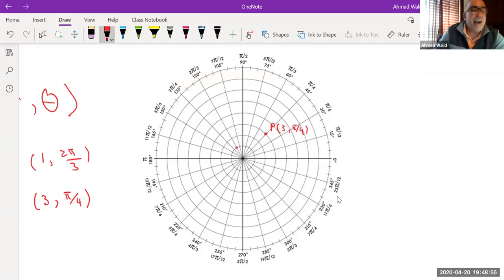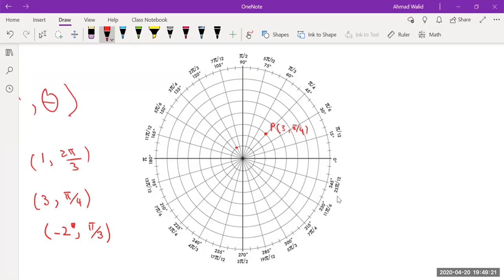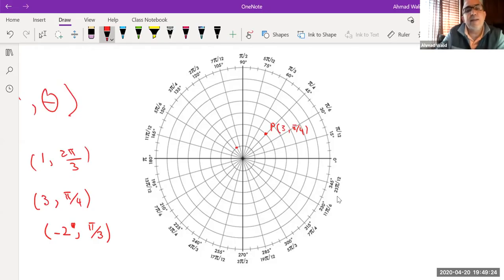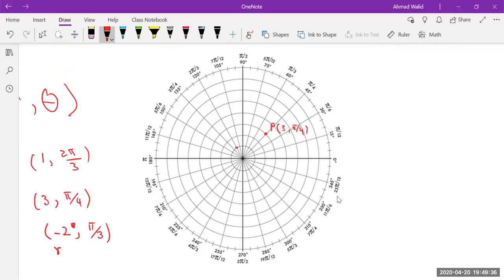If I ask you to find -2 and π/3. Now, where is (-2, π/3)? First, you have to find your π/3. Where is π/3? At 60 degrees. This is your π/3. How much is the value of R? Your R is -2. Actually, you can't be on this side. You see. How to find that point?